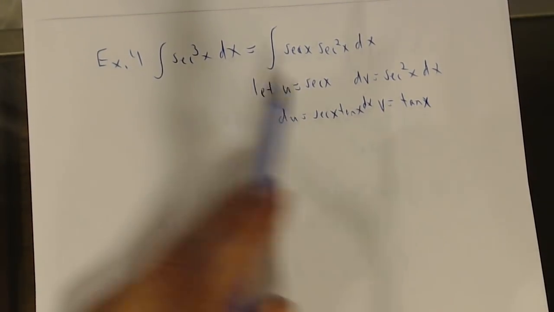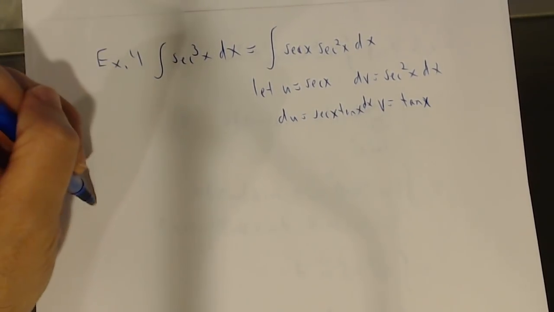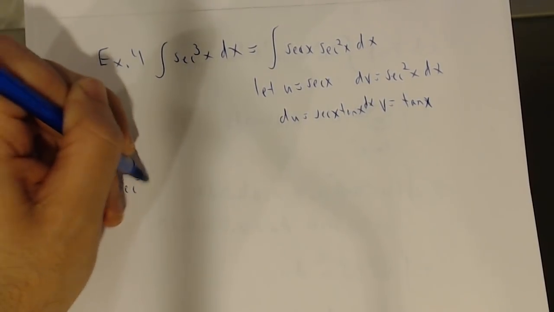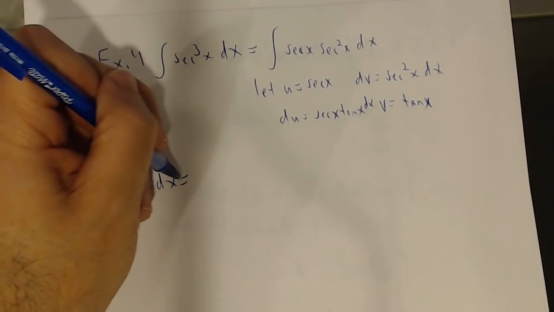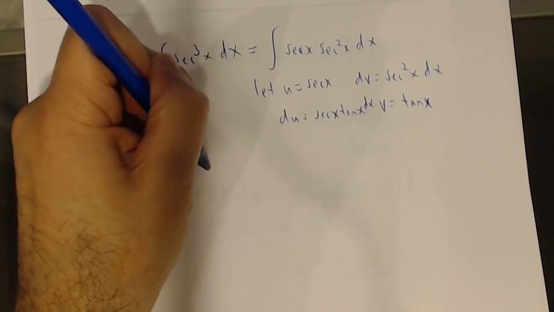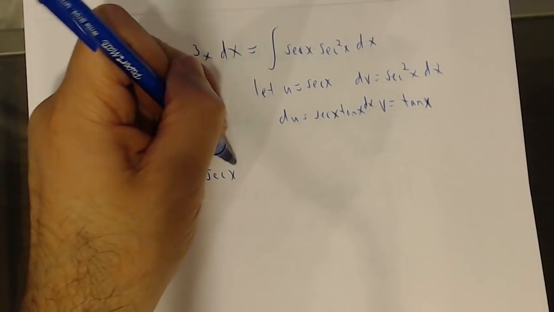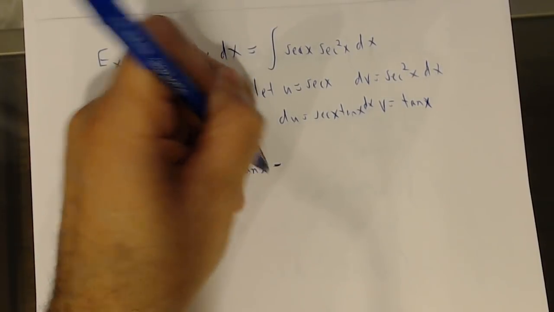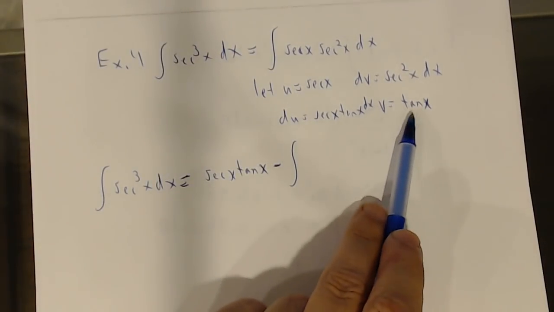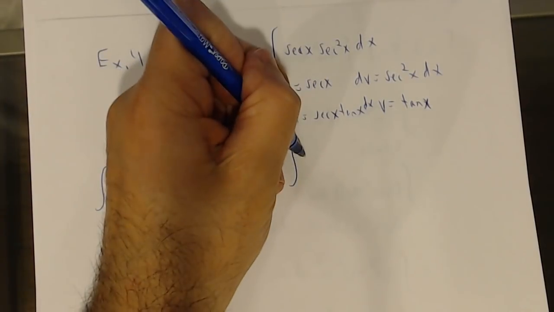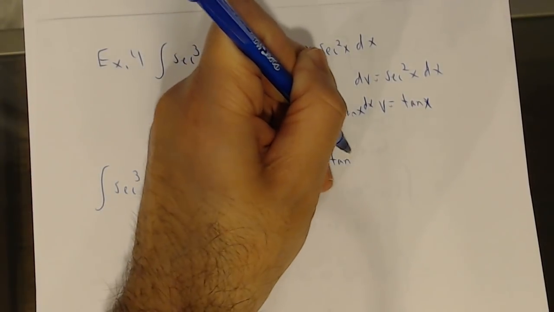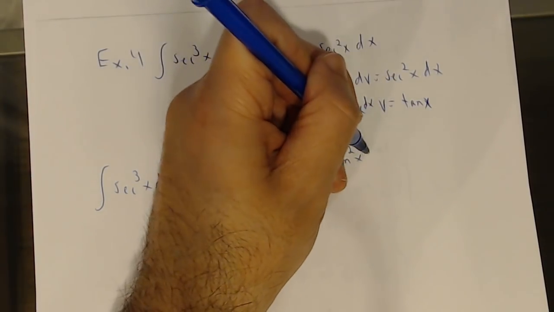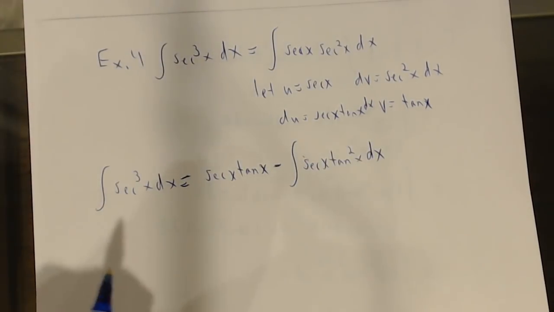So now let's use this. What do we have here? We have the integral of secant cubed x dx equals uv, which is secant x tangent x, minus the integral of v du, which will be what? Secant x tangent squared x dx. Okay, so now what is it that we notice here?